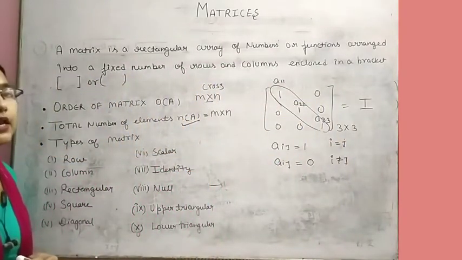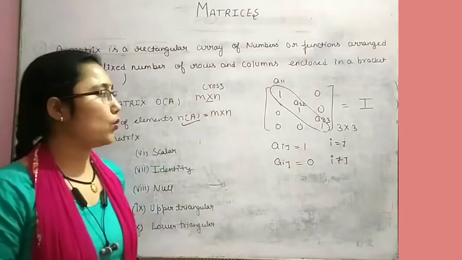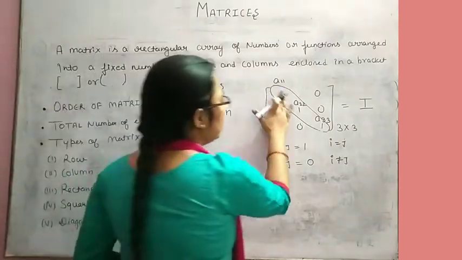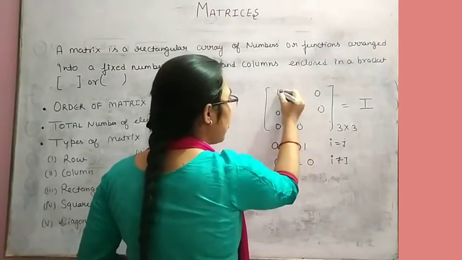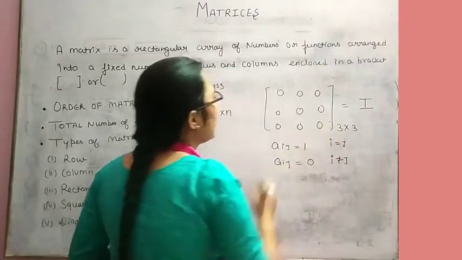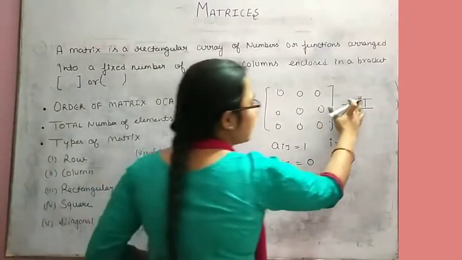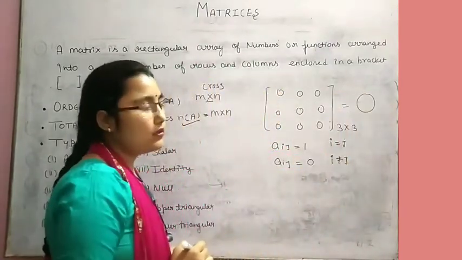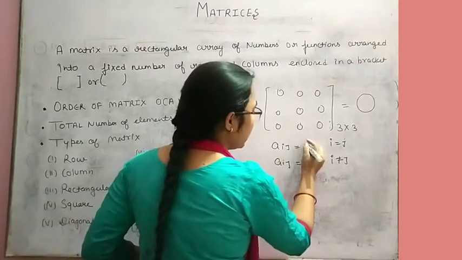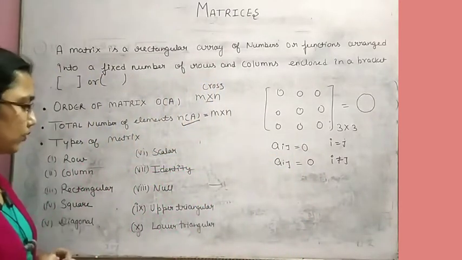Next, null matrix. Null matrix has all entries equal to 0, including principal diagonal and non-principal diagonal also. That means all entries are 0. Then the matrix is known as null matrix and it is represented by capital O. This is equal to 0 and this one is also equal to 0.